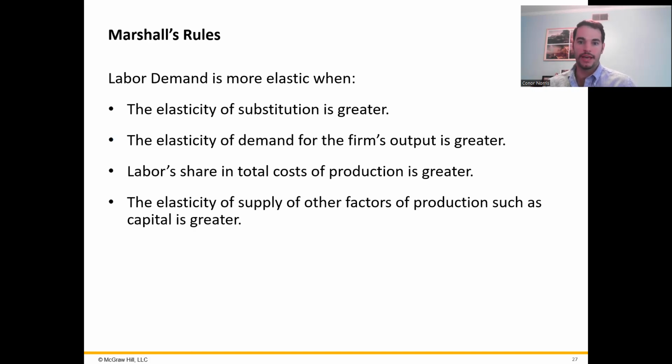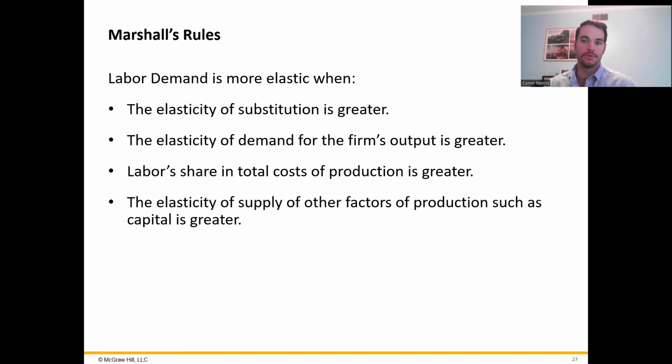First, labor demand is more elastic when the elasticity of substitution of labor and capital is greater. So the easier it is to substitute labor with capital, so things like machines, the more elastic the demand for labor is. If firms can easily replace workers with machines, labor demand will be more responsive to wage changes. So if wages rise, the firm will substitute labor with cheaper capital, like automation or robots. So for example, in a car manufacturing plant, if wages rise, the company may choose to use more robots to assemble cars instead of hiring additional workers.